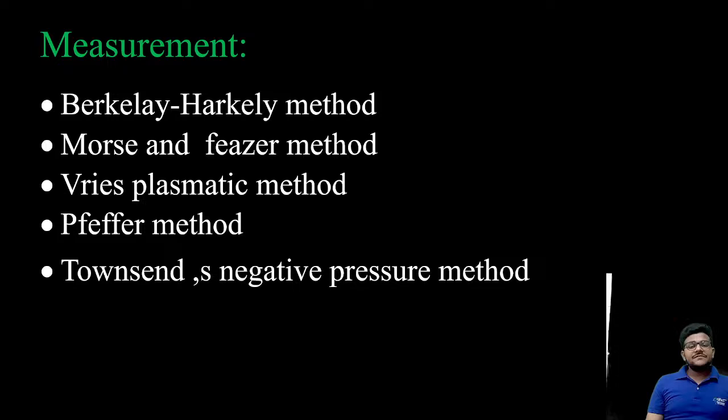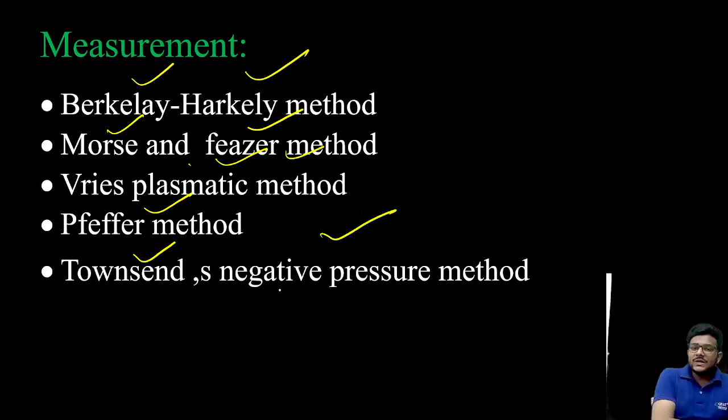These are the 5 methods we use for osmotic pressure determination, showing how the osmotic pressure of the solvent changes on addition of a non-volatile solute, or with the minimum external applied pressure. The methods are: the OEE method first, next the Morse-Fraser method, the Rice plasmatic method, the Pfeffer method, and the Townsend method, or we can say the negative pressure method. So these are the 5 methods you can see.